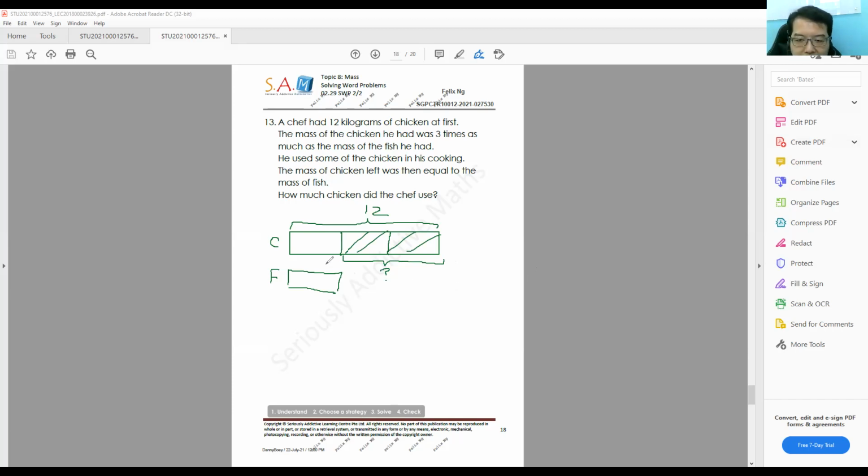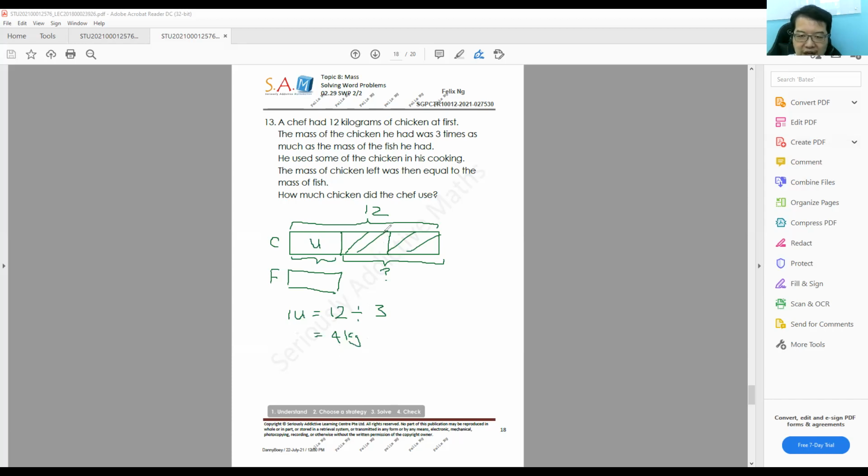Now, in order to find out what 2 parts is, let's find out what 1 part is first. Okay, so therefore, we call this unit, all right? So 1 unit equals 12 divided by 3. And that gives you 4 kilograms.